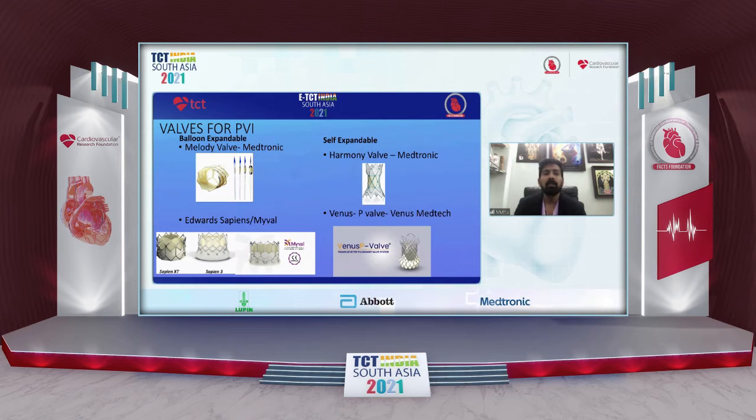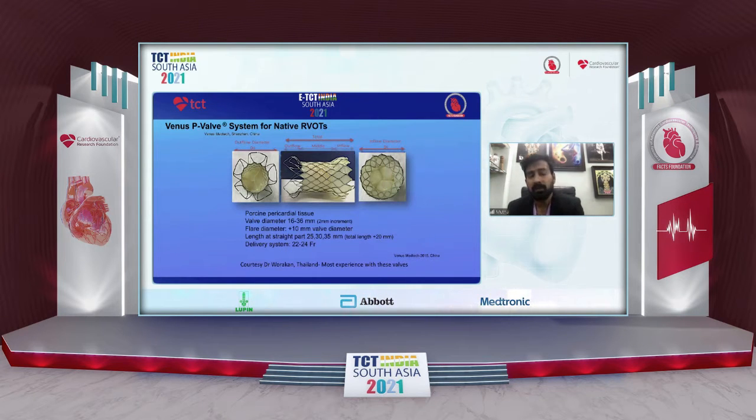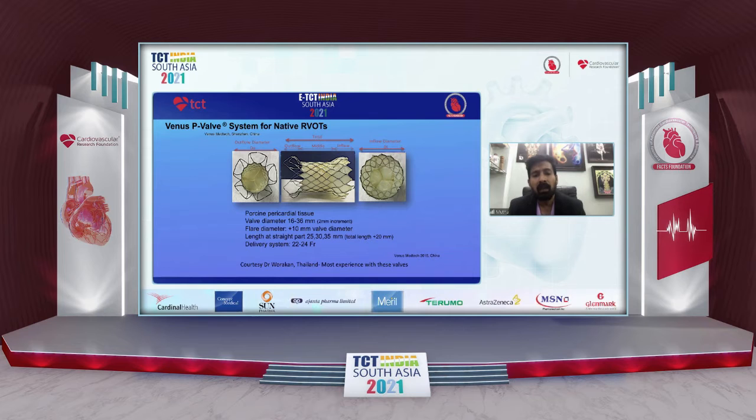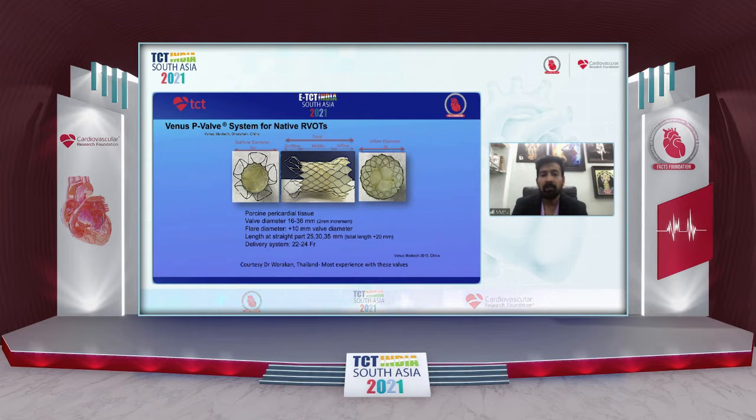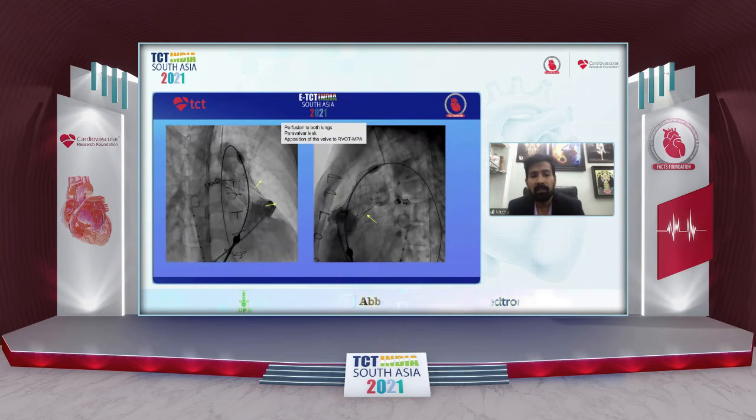Looking at the self-expandable valves which we are using in India, the Venus P valve system basically has a central cylinder portion, with an expanded outflow and an expanded inflow. The valve is in the central cylindrical portion. The valve diameter increments from 16 to 36, in 2 mm increments. You have a flare diameter of approximately 10 mm distally, and it goes through a 20 to 24 French sheath. So you look at this valve, this is the way it's implanted.